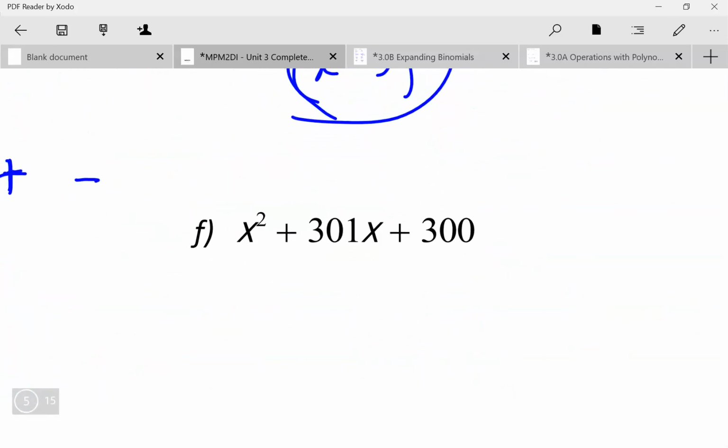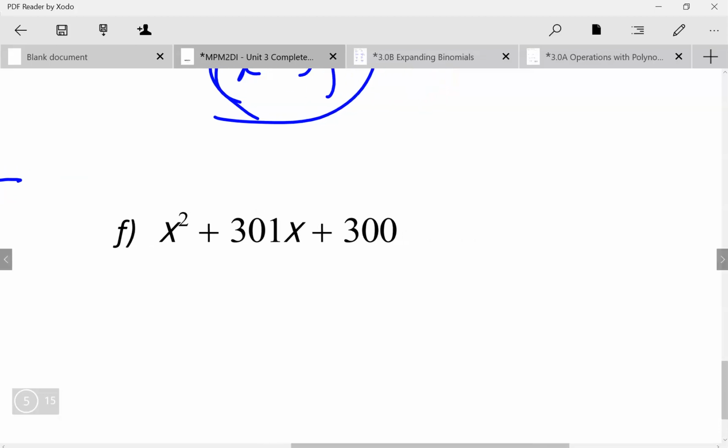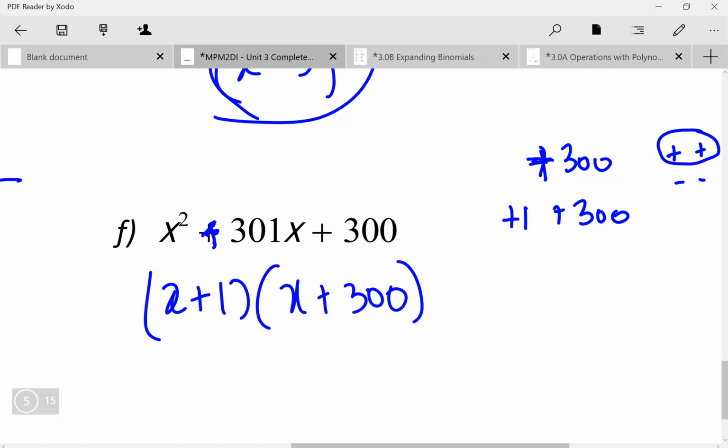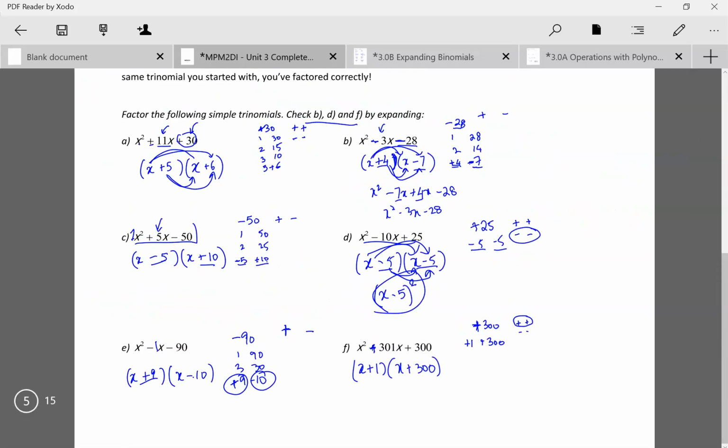Again, this looks like, oh my god, what is this weird thing? But it's actually the easiest one here because, again, two numbers that multiply to positive 300, and positive means both of them are the same, either both positive or both negative. This has to add to give me 301, so both of them are positive because it's a positive 301. And the first thing I would think of is 1 and 300, which do add to give me 301. So it's just x plus 1 and x plus 300 is my answer. You can expand this and check your work.